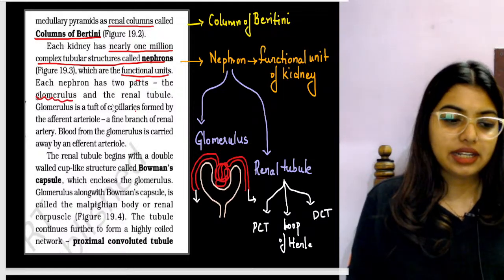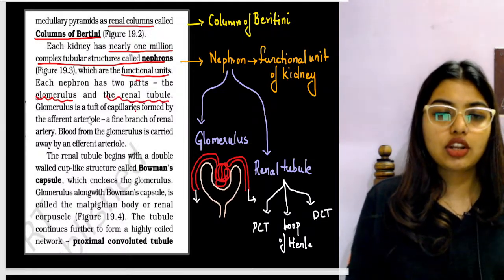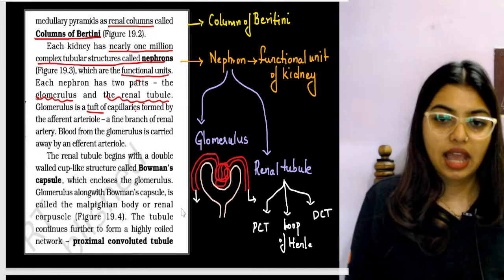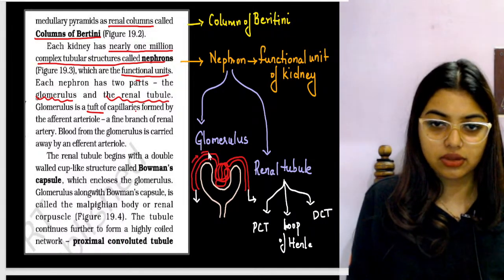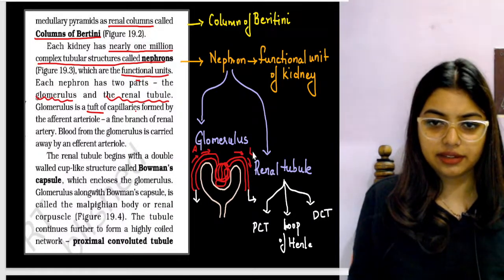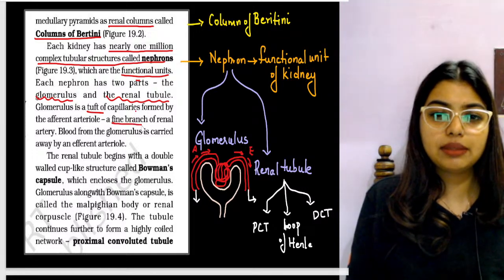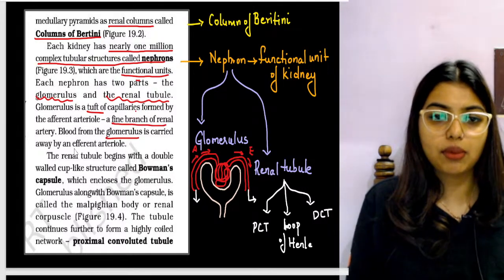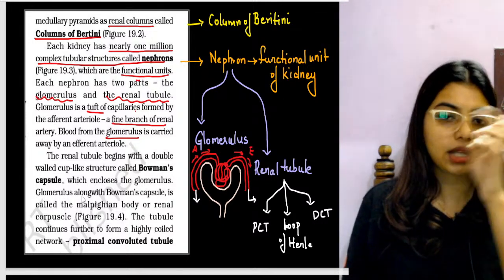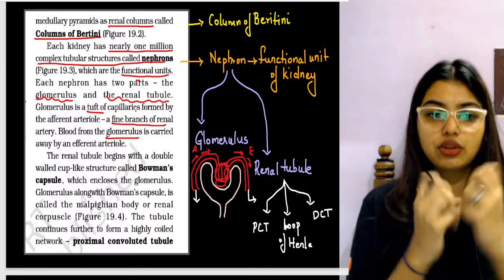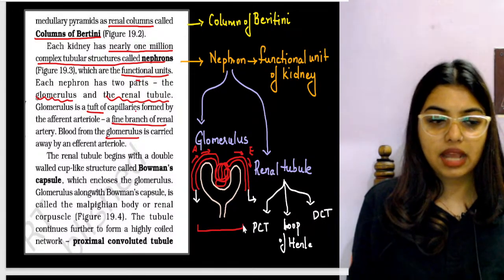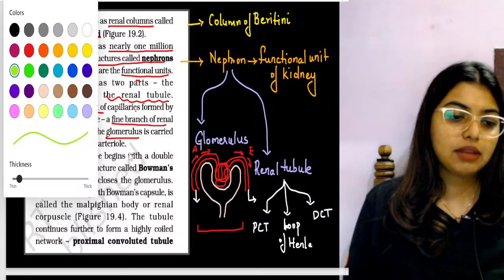The glomerulus and the renal tubule. Glomerulus is a tuft of capillaries. That means a mesh of capillaries formed by the afferent arteriole. So the artery that is going inside is called afferent, and the artery that is going outside is called efferent. A fine branch of the renal artery. Blood from the glomerulus is carried away by the efferent arterioles. The renal tubule begins with a double-walled cup-like structure called the Bowman's capsule, which encloses the glomerulus. Glomerulus along with Bowman's capsule together is called the Malpighian corpuscle. What is it called? Malpighian corpuscle.